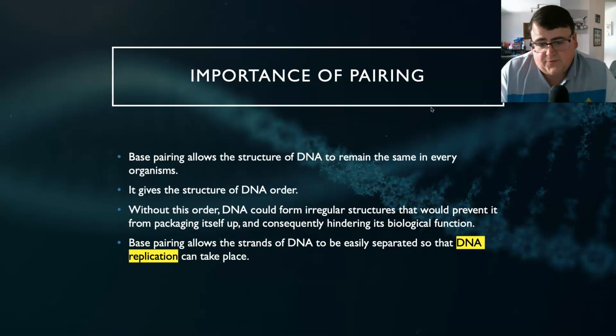If we didn't have this order, we'd have irregular structures, which would prevent DNA from packaging up really tightly and would hinder its biological function. That base pairing there also allows us to easily separate the strands of DNA so that we can take DNA replication into account. DNA replication we'll look at as the third video of this PowerPoint.